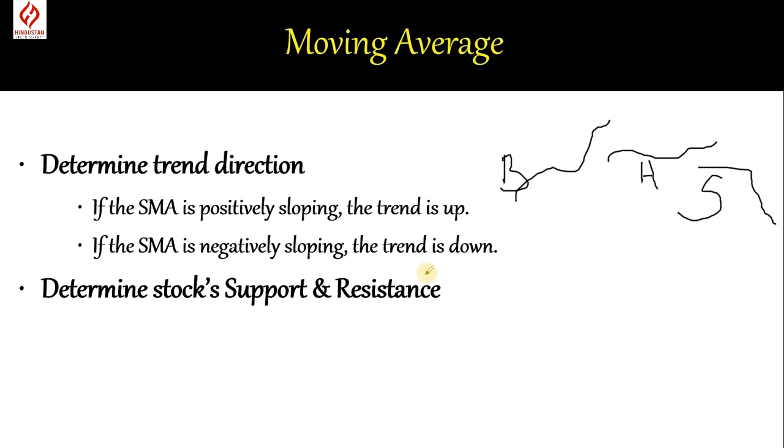So how will this moving average help you to identify the trend? See, if this simple moving average is positively sloping, then it is an uptrend. If it is negatively sloping, then it is a downtrend. Or in a simple manner, I can say, if the price is below the simple moving average, then it is a downtrend. If price is above the simple moving average, then it is an uptrend.